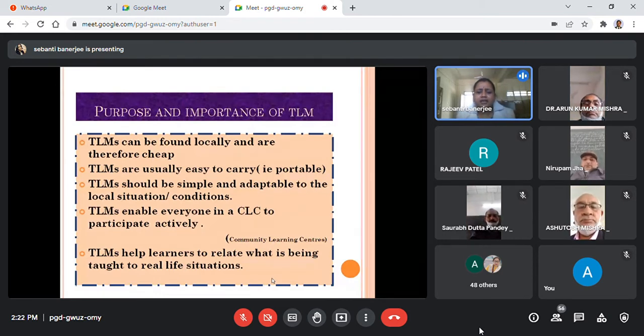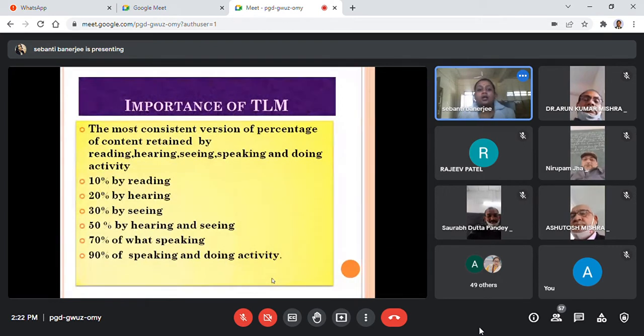The TLMs help the learners to relate what is being taught to the real life situation. Yes, the TLMs basically make a bridge between the real life situation and the things, the hardcore facts, the soft core facts of the chapters. Now coming to the importance of TLM. So what is the importance of TLM?